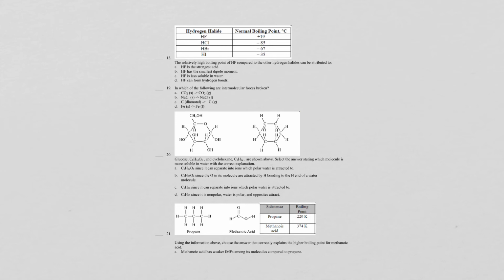So for 21, we want to pick choice B. Methanoic acid is definitely going to have the stronger hydrogen bonding as well as LDFs.